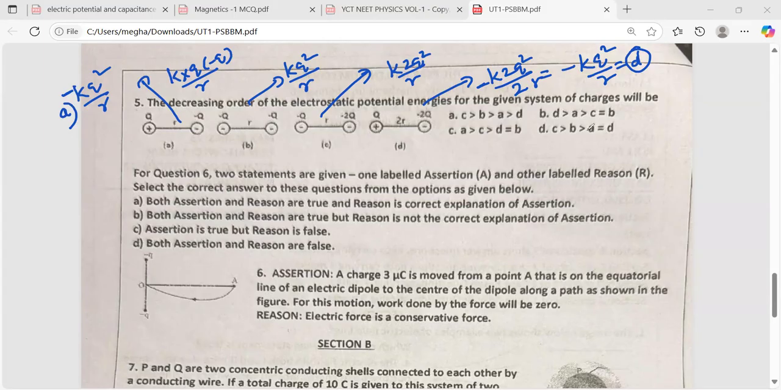So trace out where A is equal to D. One and only option. That's all. Got it? And which is the largest one? K into 2Q square by R is the largest one. So that is C is the largest one. So here C is the largest. So option is D. Okay, next.